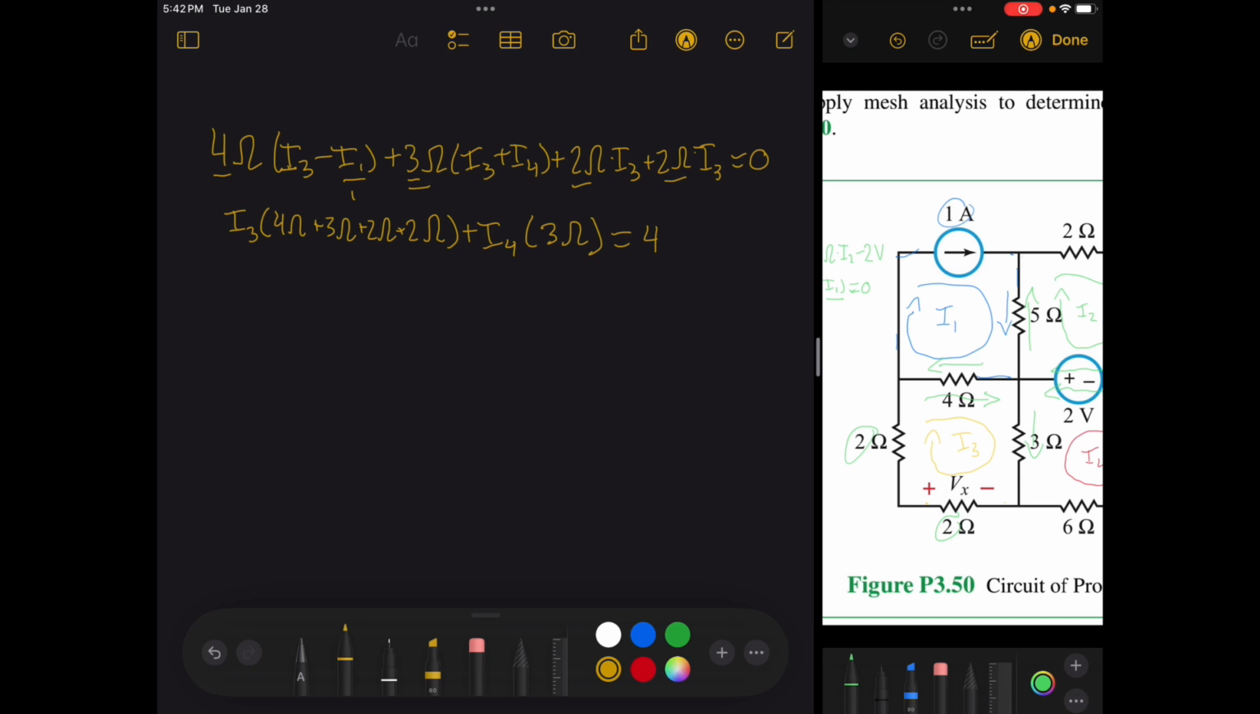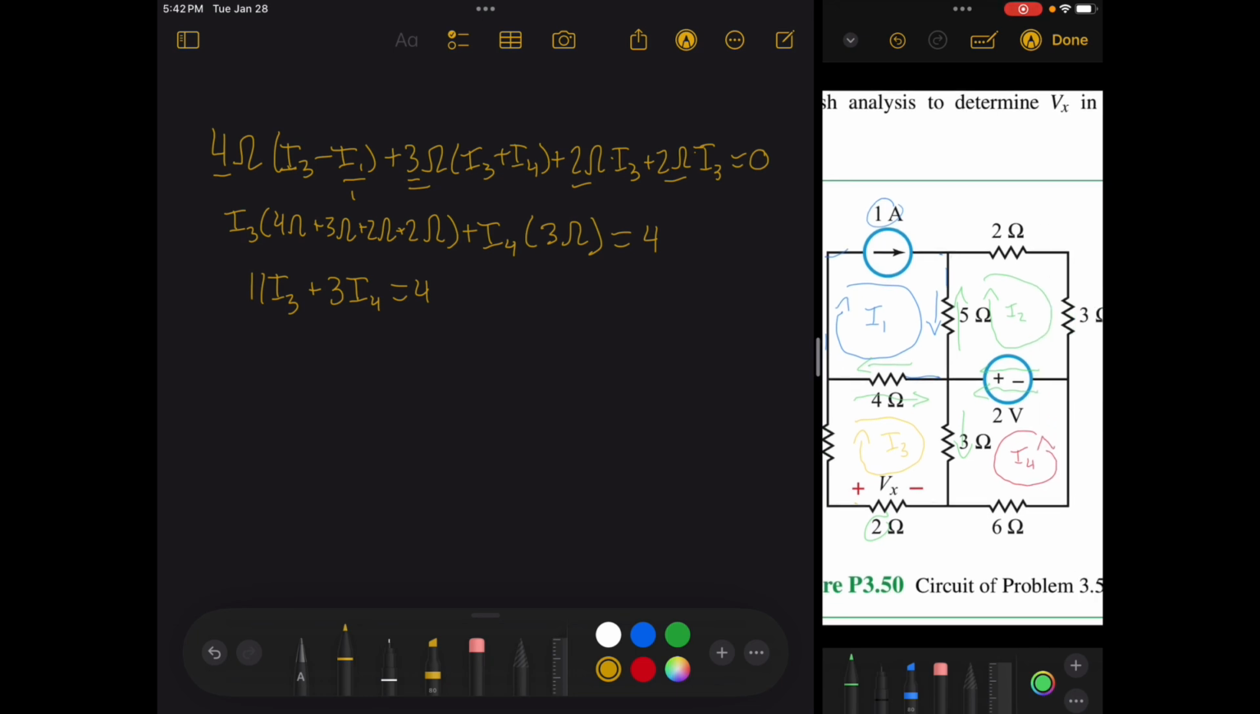So you can add these up to get 11I3 plus 3I4 is equal to 4. That's our first equation. We're only going to need two equations because you can see two unknowns. Only two unknowns, and we're only going to need a 2x2 matrix, which, while a 4x4 matrix is doable, this is a lot easier to work with.